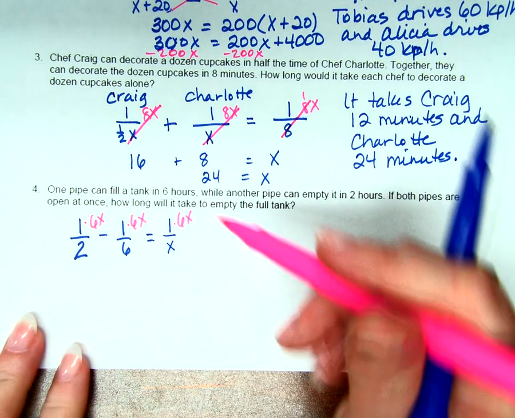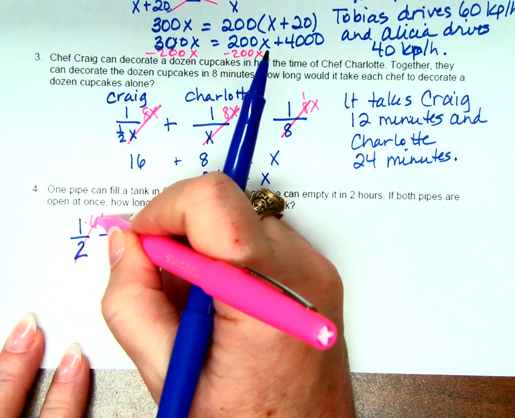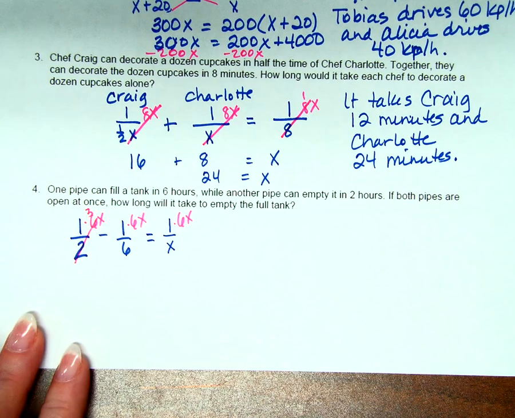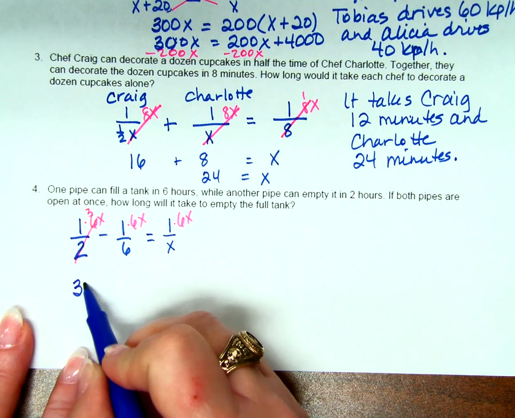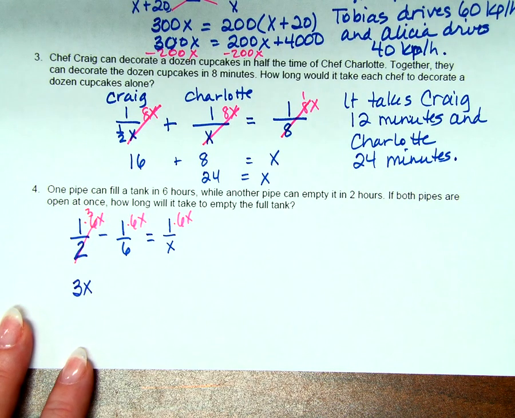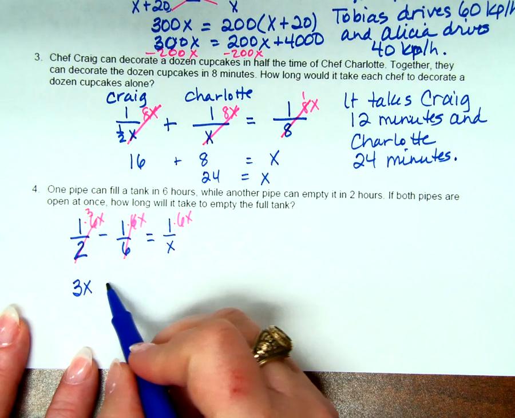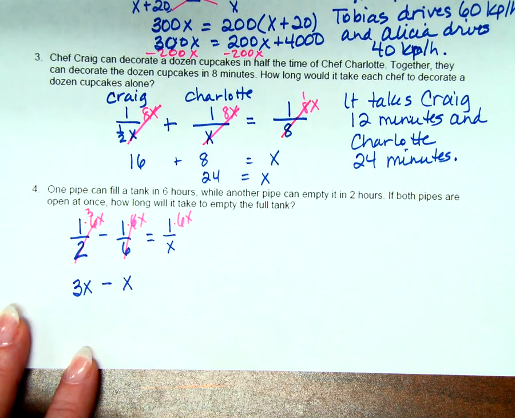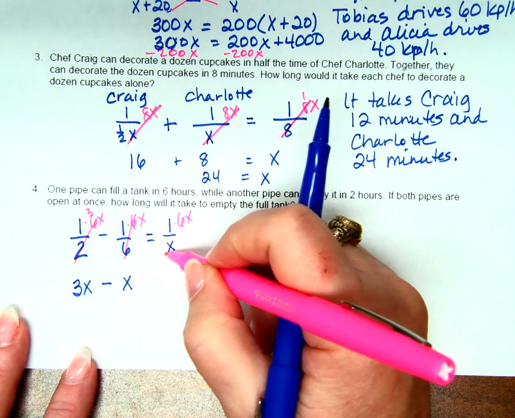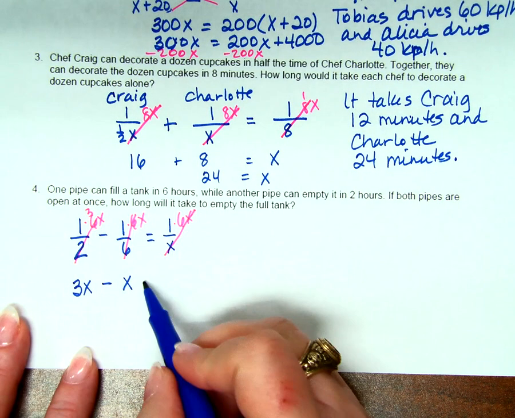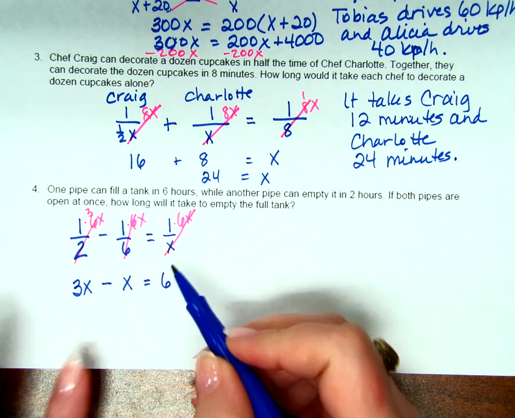What happens in the first fraction? It simplifies to 3. So what I have left is 3x. What happens in the second fraction? 6 simplifies to 1. I get x. And in the last fraction, the x's simplify, and I just have 6.